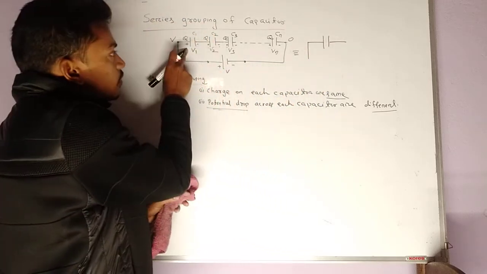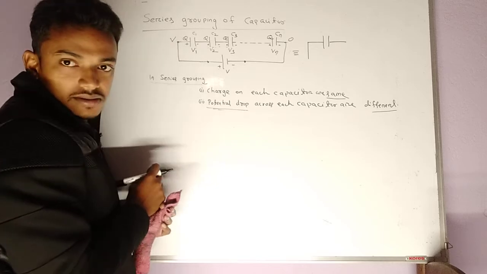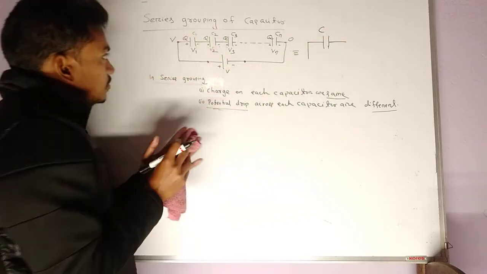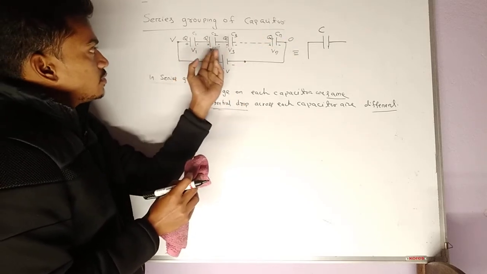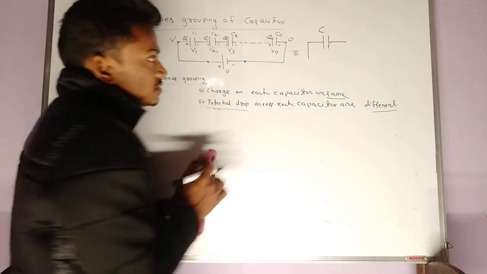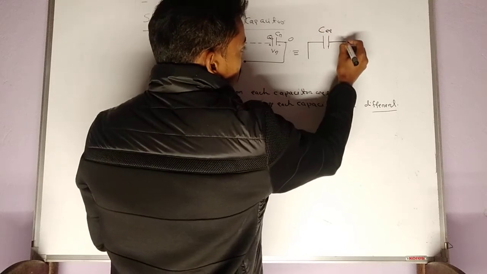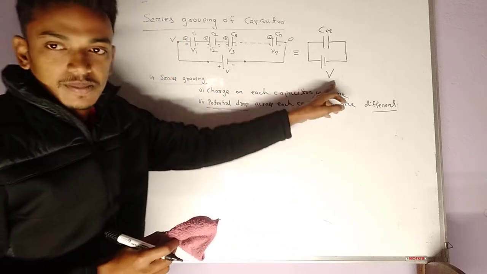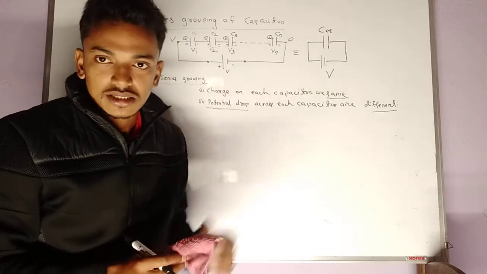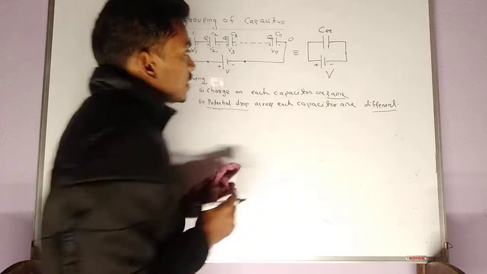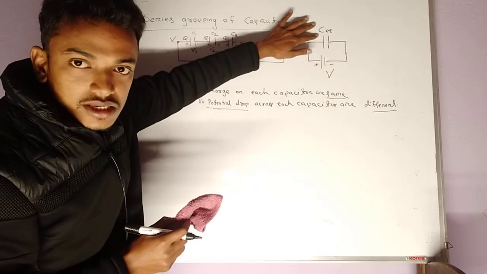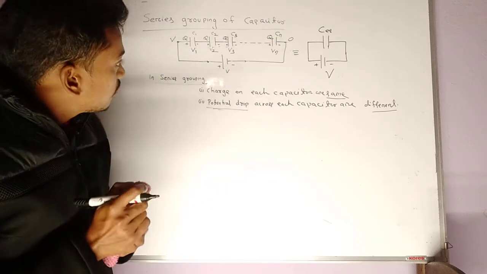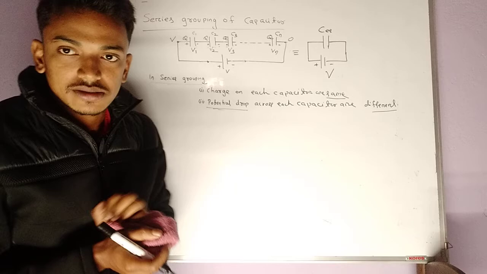Okay, so now let us draw its equivalent figure. In place of all these n capacitors, use a capacitor that works instead of all these C1, C2, C3 and Cn. This is known as C equivalent, and it is connected to the same battery of potential difference V. So we can say this capacitor Ceq is the equivalent of all these capacitors. Now we have to find the expression for C equivalent.